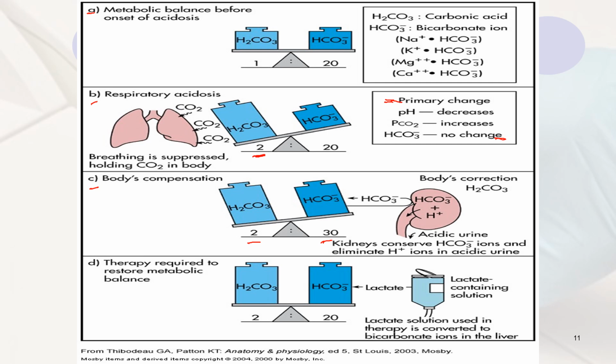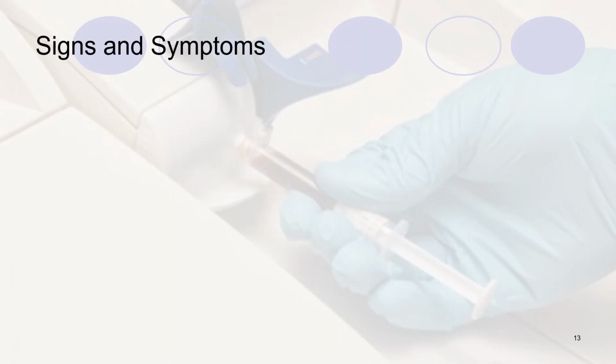So therapy is required to restore metabolic balance, that is, to bring it to the balanced level. We administer lactate solution, which is converted to bicarbonate ions in the liver. This is the compensation process, what exactly happens in the state of respiratory acidosis.